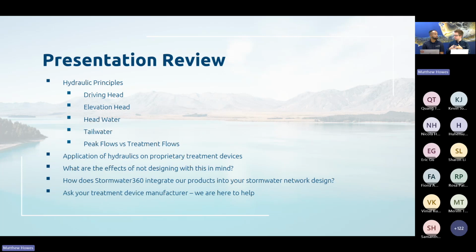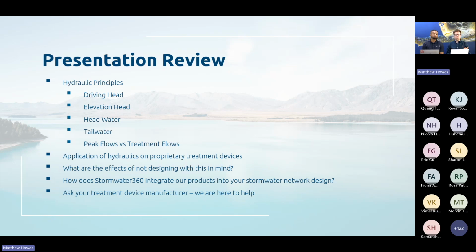So for this webinar, we've covered the basics of the hydraulic principles. We've covered what driving head is, elevation head, and the difference between the two. Elevation head is the fall through the device, the difference between inlet and outlet, and the driving head is the difference in water surface elevation for that treatment device to operate at its design flow rate.